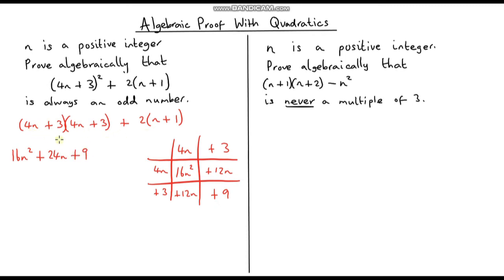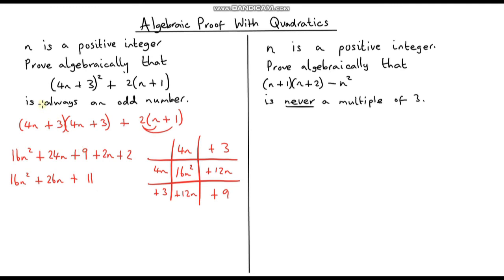So we've expanded these two brackets. Now let's have a look at this. So here we can just expand this bracket. So we're going to have 2 times n, which is plus 2n. And then 2 times 1, which is 2. So this is our expression now. Now we can simplify this. We've still got 16n squared. But if we look at our n terms, we've now got 24n plus 2n, which is 26n. And then 9 plus 2 is 11. Now we've fully simplified this.